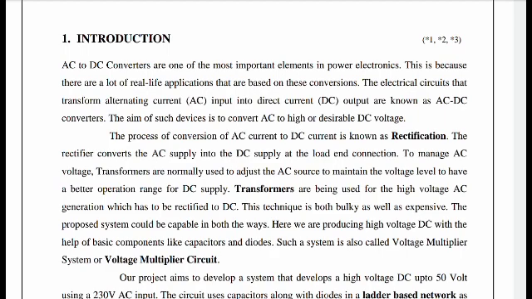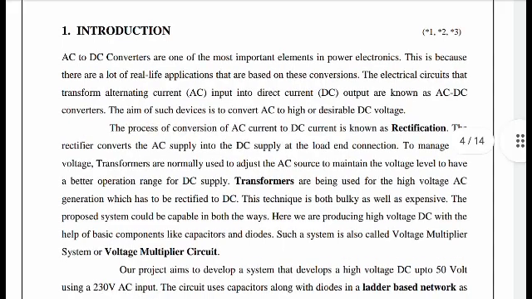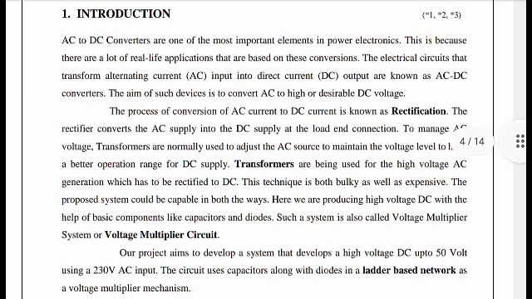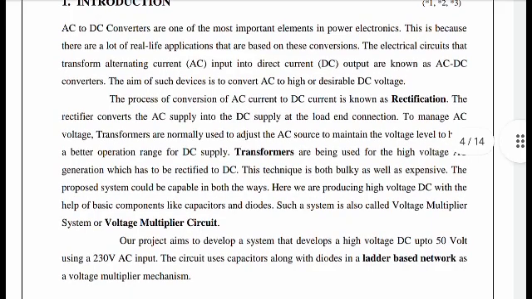So here I will explain my topic, which is AC to high voltage DC using voltage multiplier circuit. So here we start with the introduction. AC to DC conversion is very important because there are a lot of real life applications based on this. And the circuit which converts AC to high or desirable DC voltage is known as AC to DC converters.